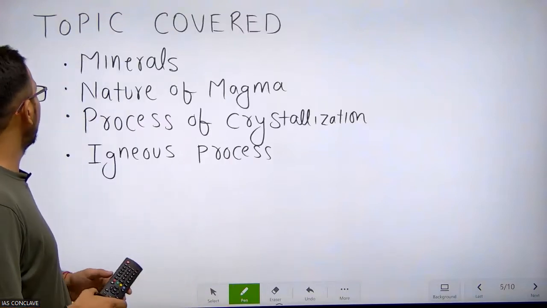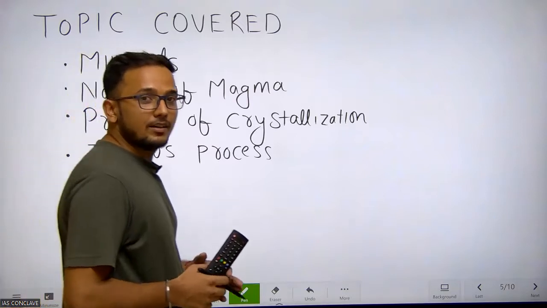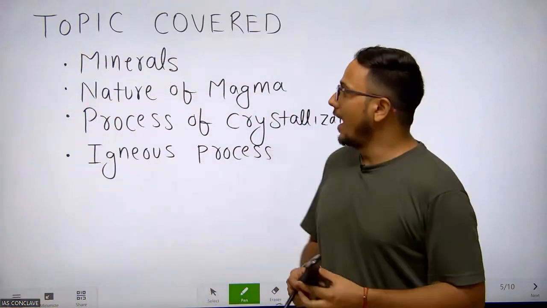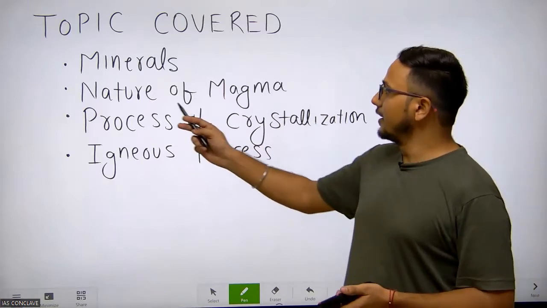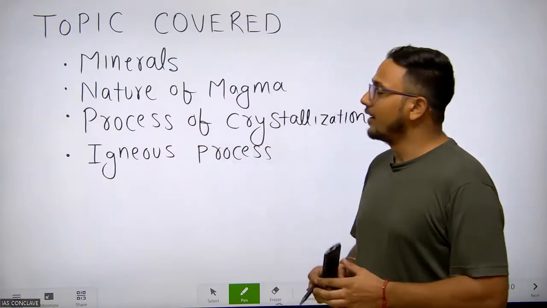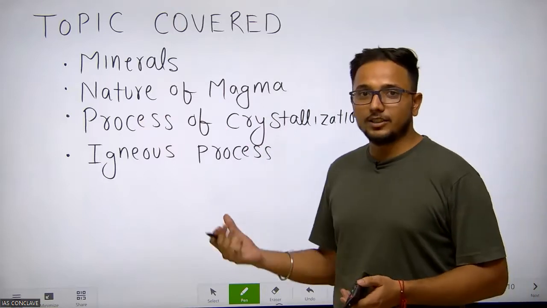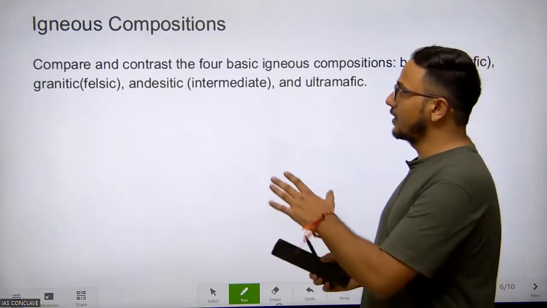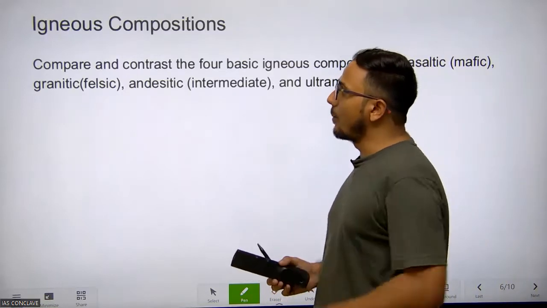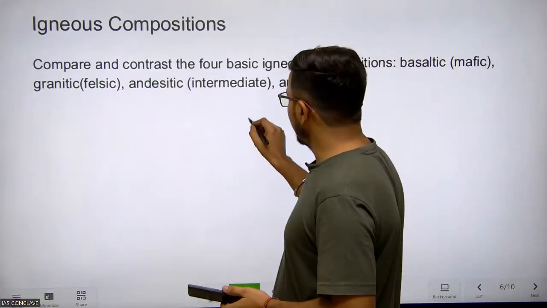We have already covered minerals: what minerals are, how minerals form, and how minerals differ from rock. We have also covered the nature of magma, the process of crystallization, and igneous processes like intrusive and extrusive. Now in this session, we will cover igneous composition.